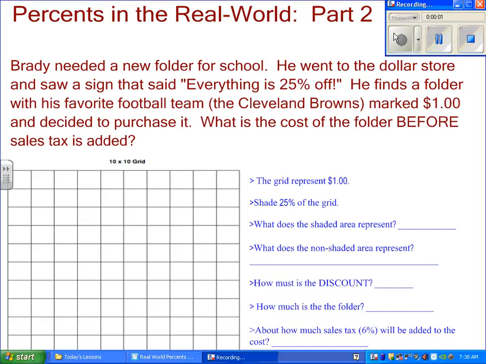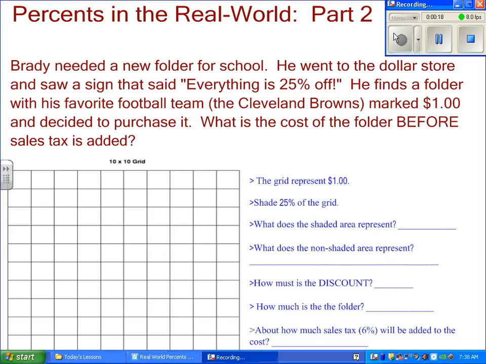Now we're going to be looking at the other part of percents, and this is actually the positive side of percents. That is discounts. Discounts are subtracted as opposed to added with sales tax. Discounts are subtracted off of your total cost of your purchase.